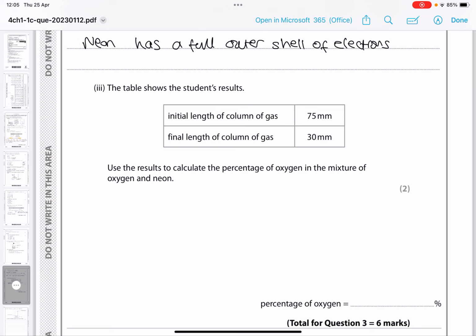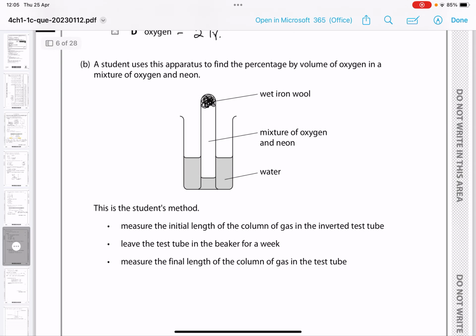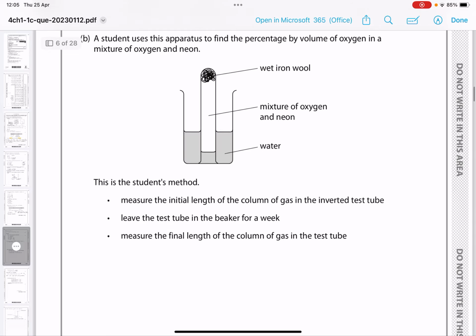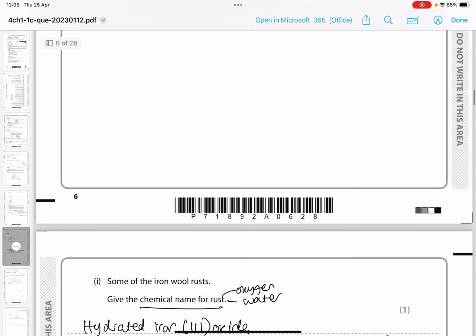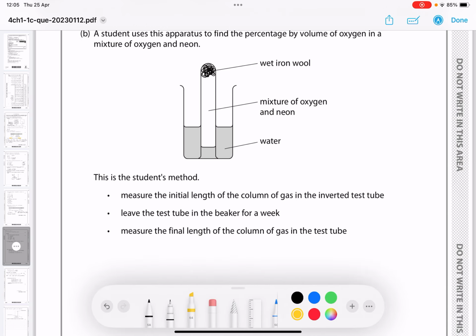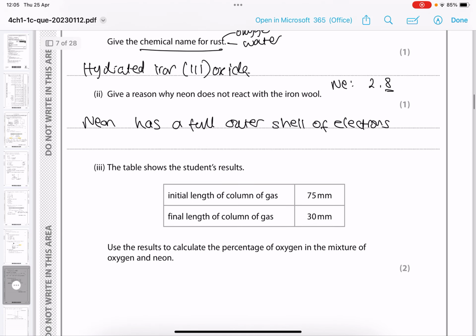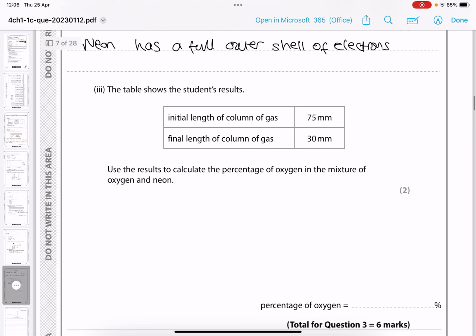So what they're given to us is the initial length of column of gas and the final length of column of gas. So it starts off at 75 centimeters, and then it goes down to 30 centimeters. Now, remember what I said earlier is that in order for iron to rust, it will only react with the oxygen. So the neon is irrelevant here. So the fact that the column of air decreases from 75 millimeters to 30 millimeters suggests that the iron has reacted with all the oxygen.